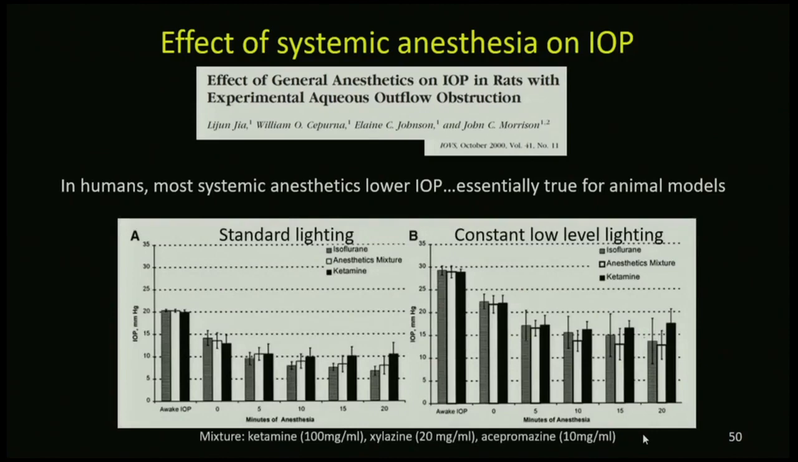Morrison and colleagues looked at this really carefully in the rats, and they looked at both isoflurane, the inhaled anesthetic, and ketamine versus ketamine cocktail, which are IP injections. They found that almost immediately after injection, there was a reduction in IOP. So within 5 minutes, you were at a lower baseline IOP, whether it was inhaled gas or an IP injection. And they did this with standard lighting or constant low level lighting, which actually raises the IOP to a higher baseline. Same result. Within 5 minutes, you had a reduction in IOP. So again, that's just something to know if you're looking at using systemic anesthetics.